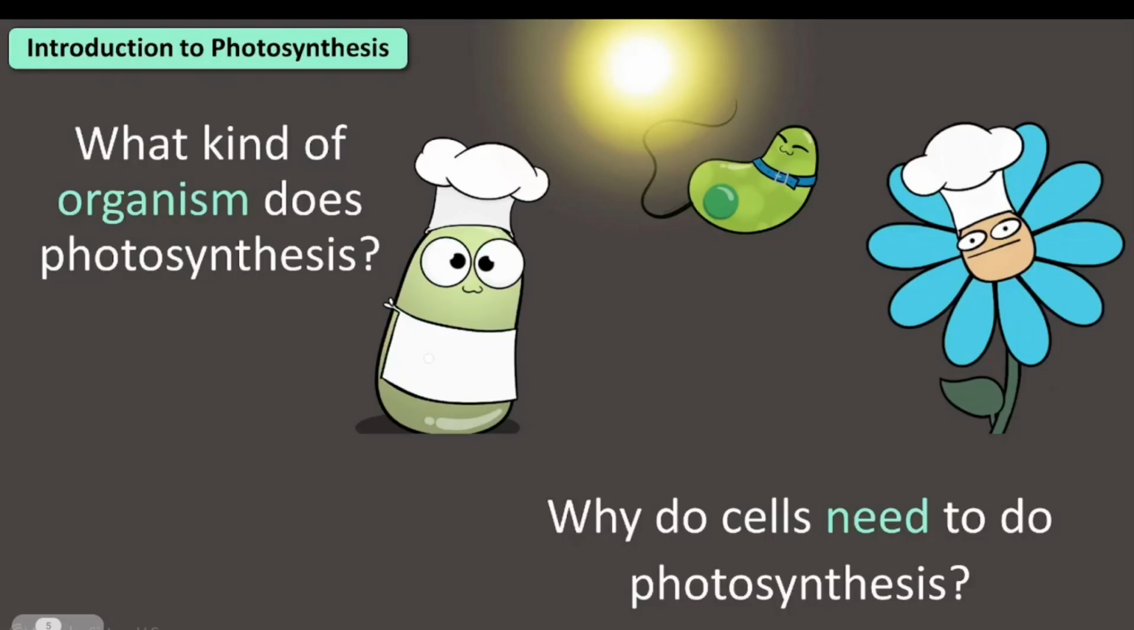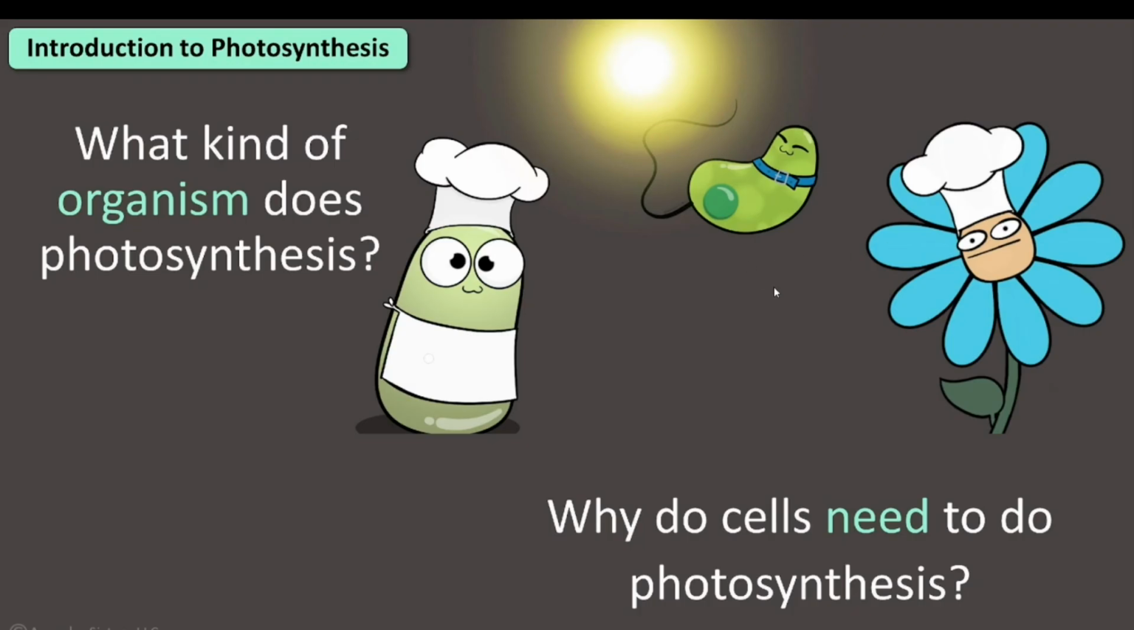All right, so before we get into talking about photosynthesis, the first question we want to ask ourselves is, what kind of organism does photosynthesis? Now, you've probably heard from a different science teacher before, maybe in middle school, that plants do photosynthesis. So, we've got this flower over here on the right side. Flowers, one type of plant, definitely do photosynthesis. All types of plants do photosynthesis, but they're not the only kind of organism.